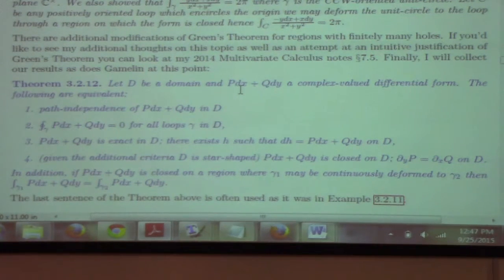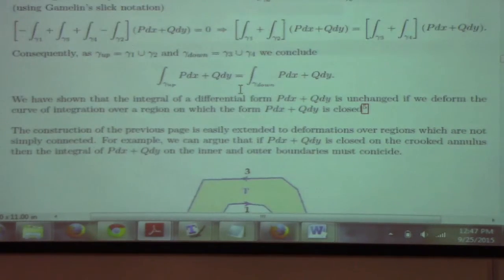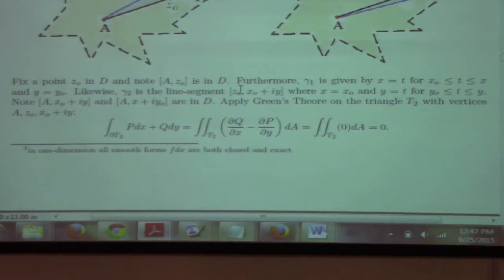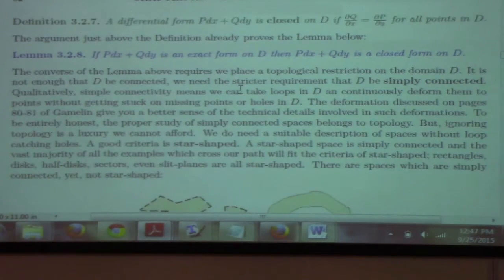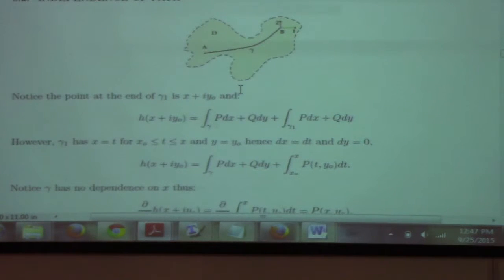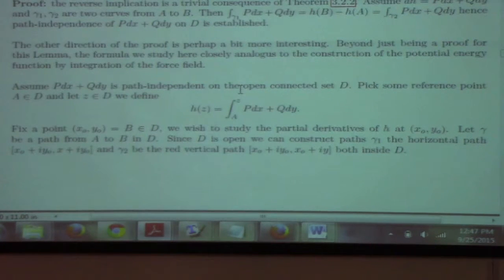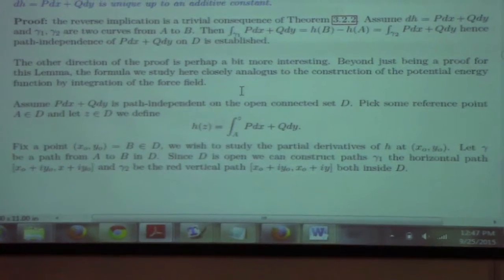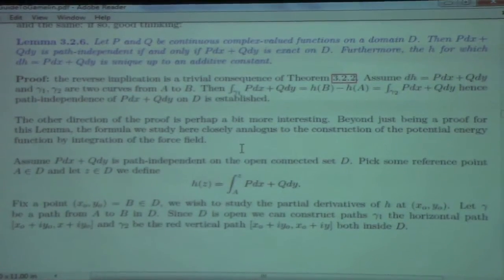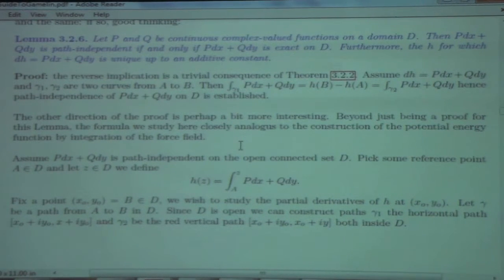All right, so going back up here. It takes a little work to establish those various equivalences. So here it is. Lemma 3.2.6: if P and Q are continuous complex valued functions on a domain D, then P dx plus Q dy is path independent if and only if it's exact. Again, exact implies path independent, piece of cake. We already proved that. The other direction, though, we need to look at.